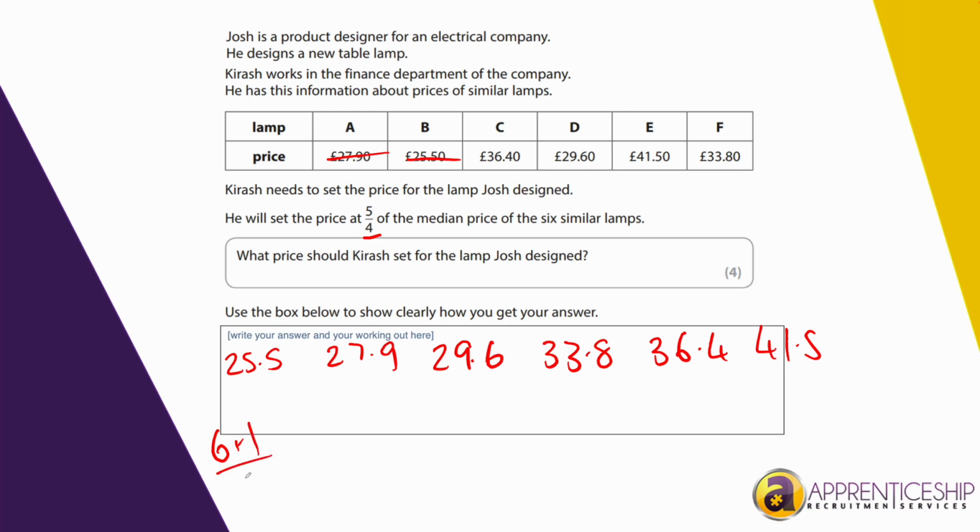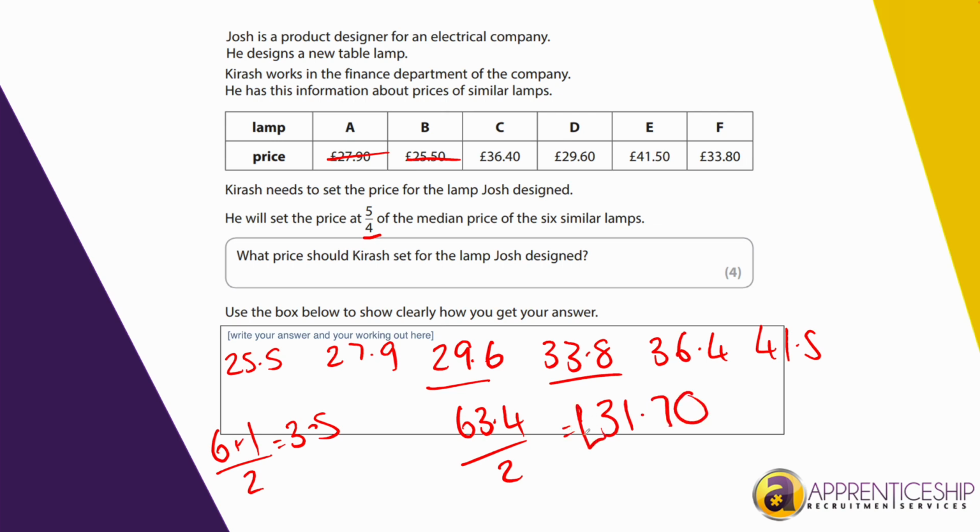6 plus 1 is 7. Divide by 2 is 3.5. So looking for the 3rd and the 4th number. Right, so 29.6 add 33.8 gives us 63.4. Divide by 2 will give us 31.7. So the median price is £31.70.